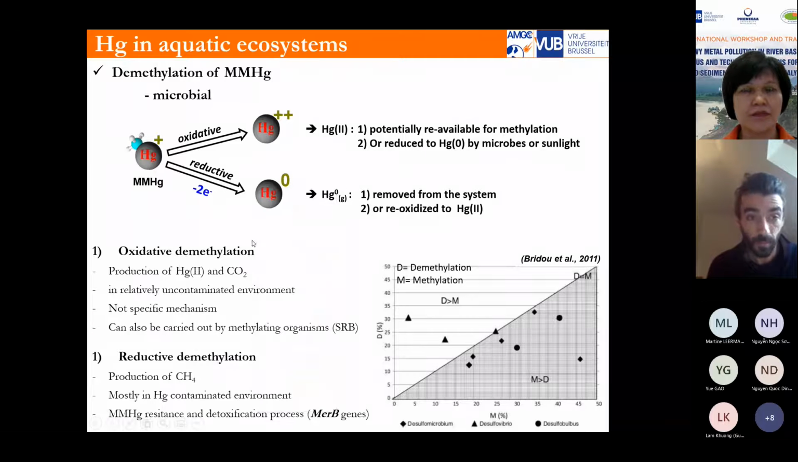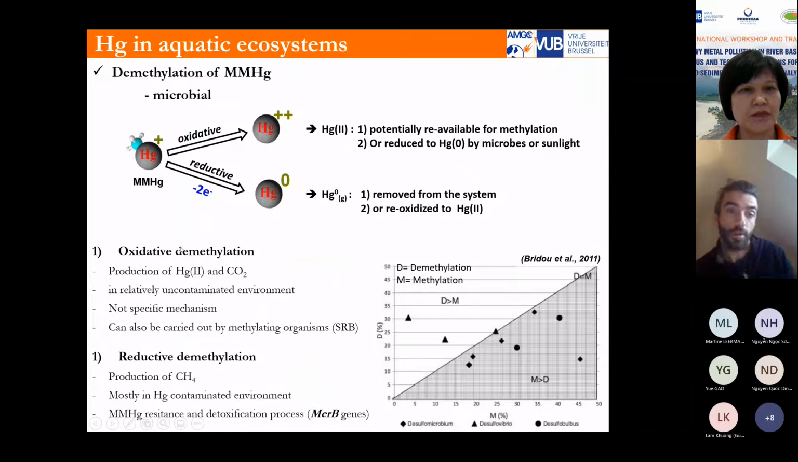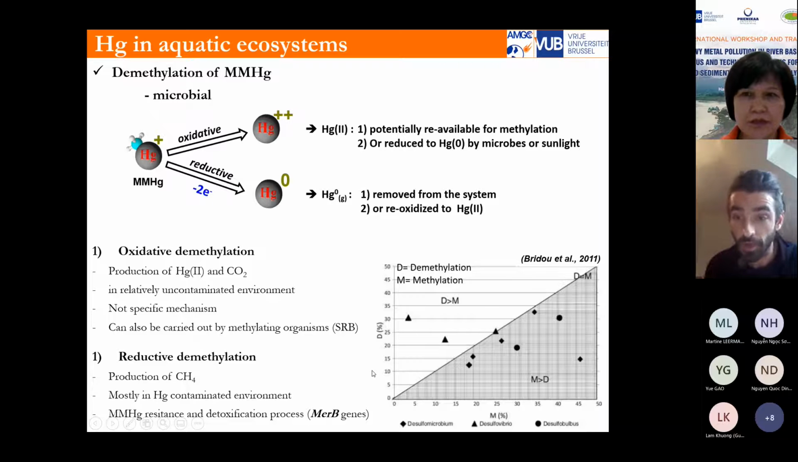But anyway, oxidative demethylation is usually done in uncontaminated environments, whereas reductive demethylation is mostly done in contaminated environments. And on this graph here, some people have studied the different typical strains that are known to methylate mercury, and you can see that those strains are actually also capable of demethylation.